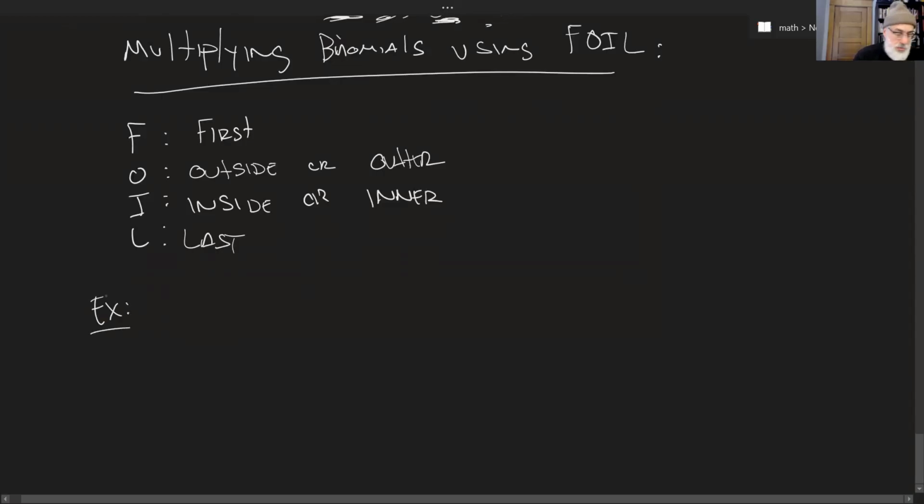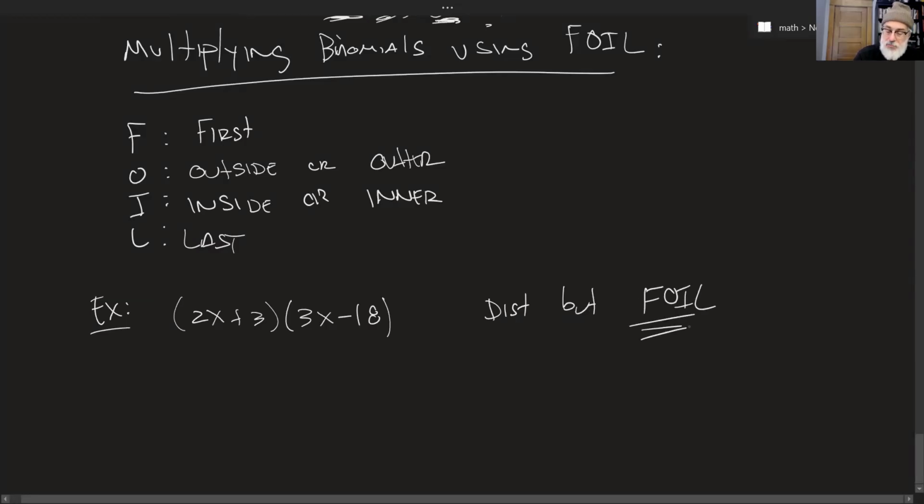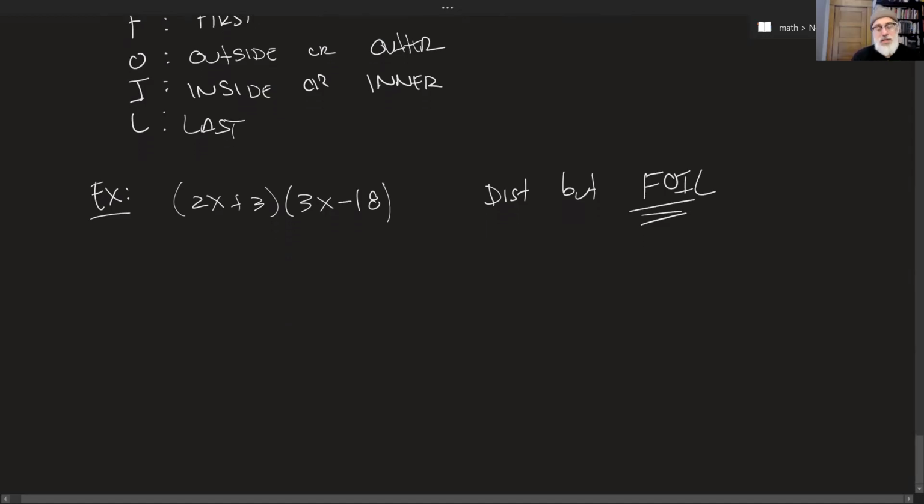And this is a form of distribution. So we are still distributing, but we're going to call it FOIL here. So we have 2x plus 3 times 3x minus 18. But what I'm going to do is use the mnemonic FOIL. So that means I take the first term, 2x, of the first binomial, and I multiply it by the first term of the second binomial.